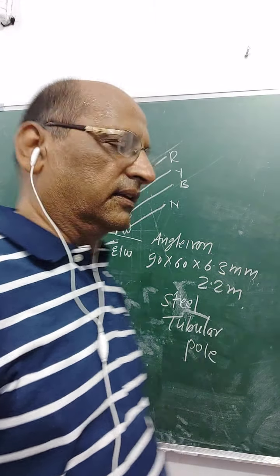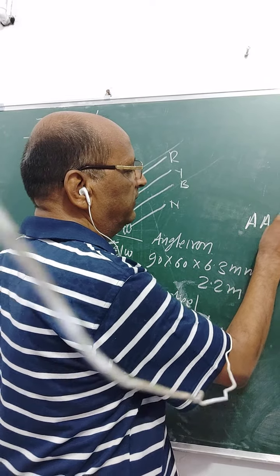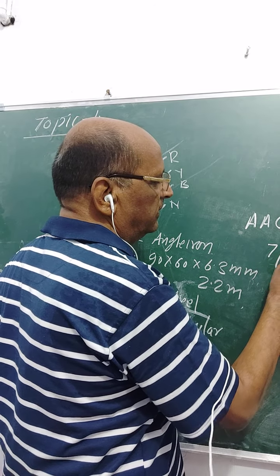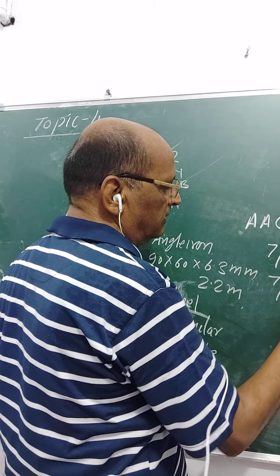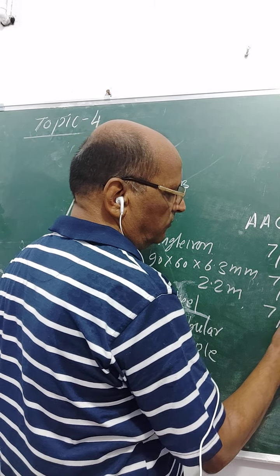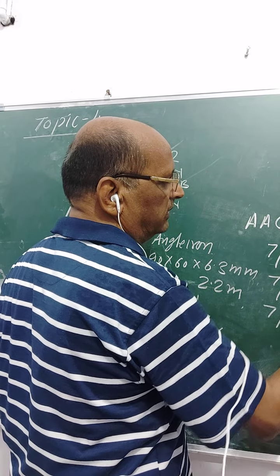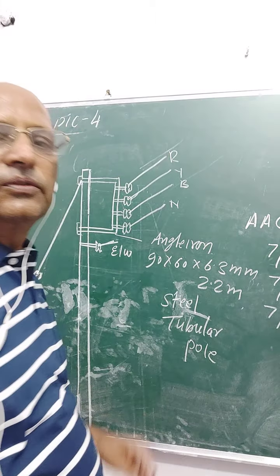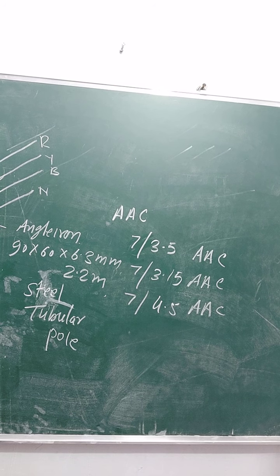LT line conductor, this is not ACSR but we use all aluminum conductor, AAC, and it is given by 7/3.5, 7/3.15, 7/4.5. These are all aluminum conductors, so these are called AAC, all aluminum conductor. So these conductors are used.